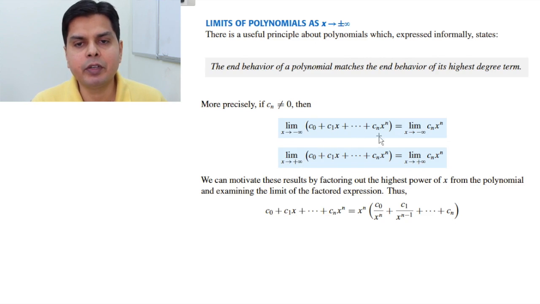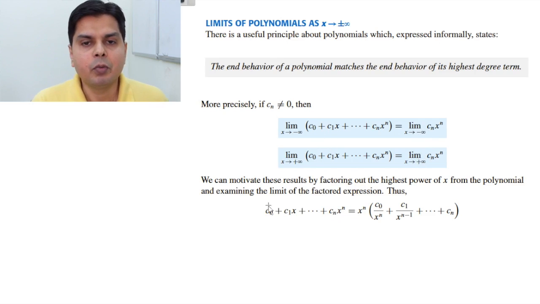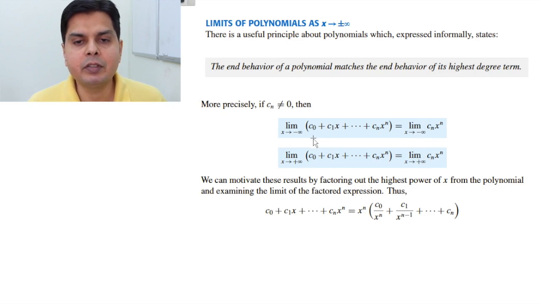This principle says that this limit will be the same as the limit, as x tends to minus infinity or plus infinity, of cn x to the power n. In other words, when this polynomial is given, you can effectively forget about these terms c0, c1, c2. Now, why is this principle true?